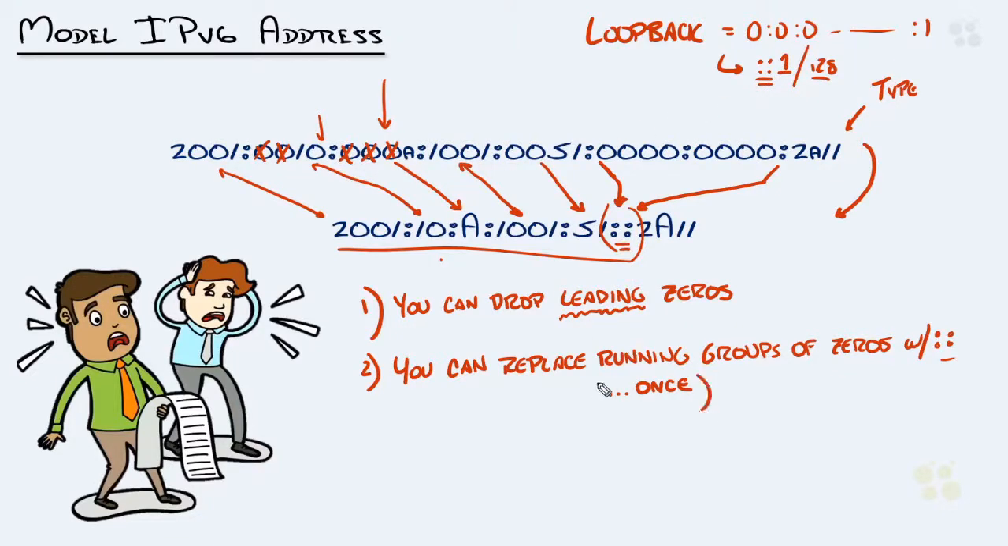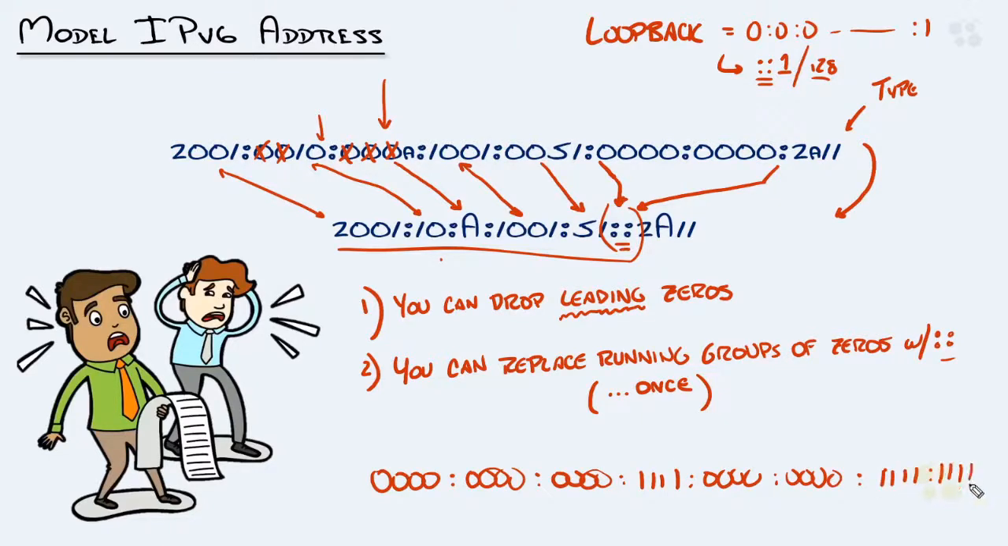Now why did I emphasize that once? Well, imagine you had an address that was this. Let's just go 0000:0000:0000:1111, right? Then :0000:0000. How many do I have? 1, 2, 3, 4, 5, 6. And let's just do 1111:1111, right? So that's an IPv6 address.